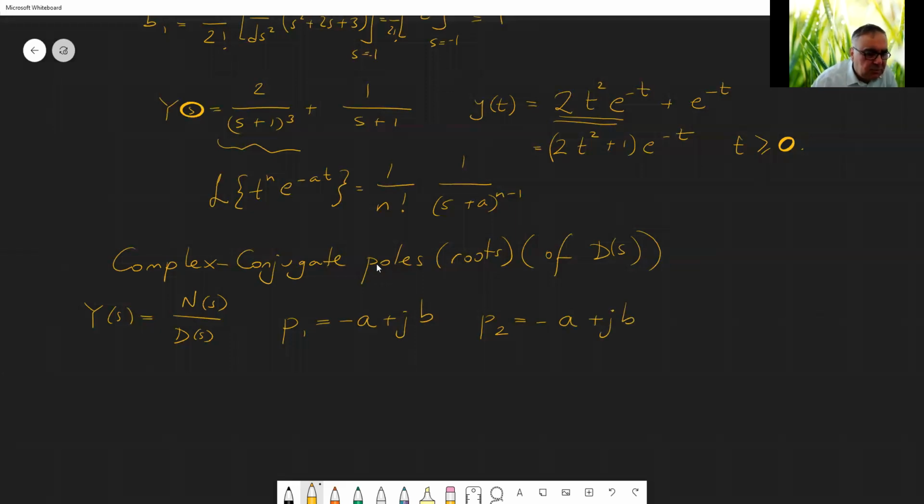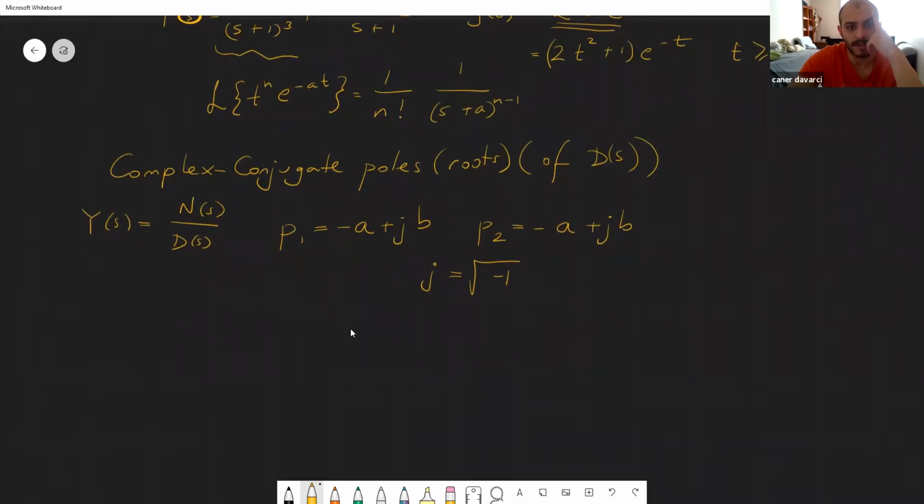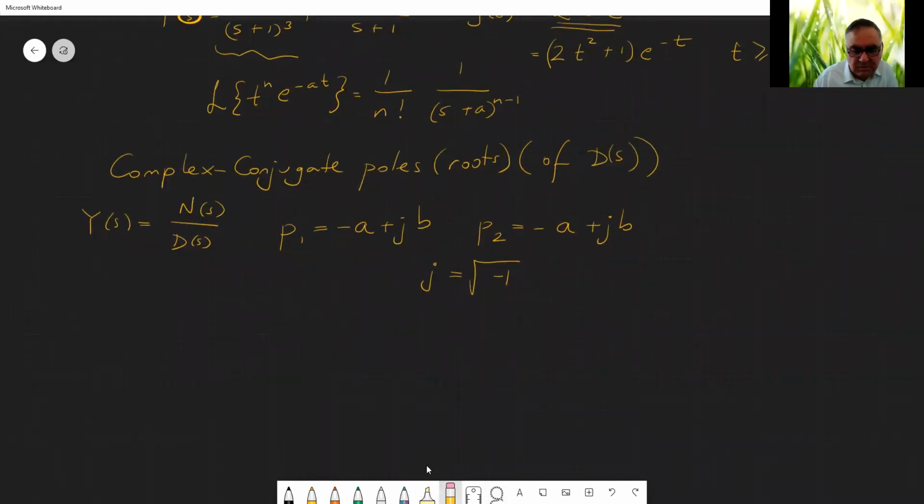Now, we use j as the square root of minus 1. This is the electrical engineering standard notation usually. Hocam, shouldn't it be minus for one of them? Minus jb. Ah, yes, sorry. It should be minus. This means complex conjugate: the real parts are the same and the imaginary parts are conjugates.